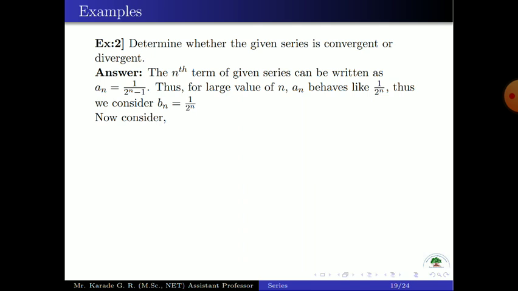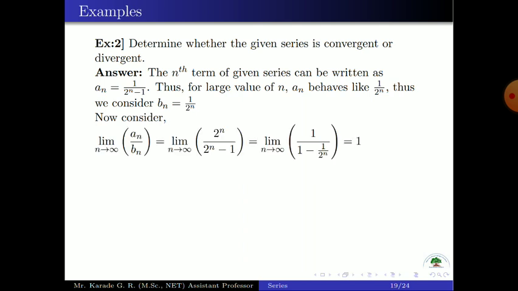So the series is not given here. Okay, so the series whose nth term is 1 upon 2 raised to n minus 1. For large values of n, an will behave like 1 upon 2 raised to n. So in this case we choose bn equal to 1 upon 2 raised to n, and let us take the limit of the ratio an upon bn.